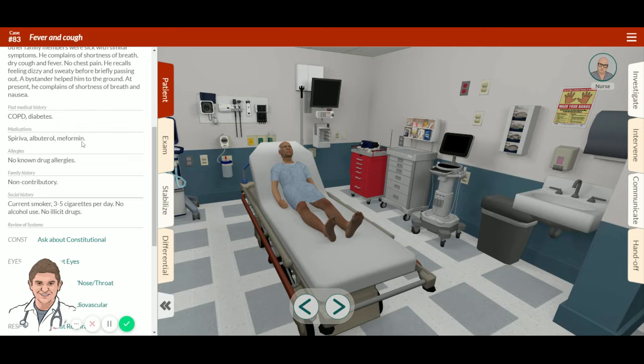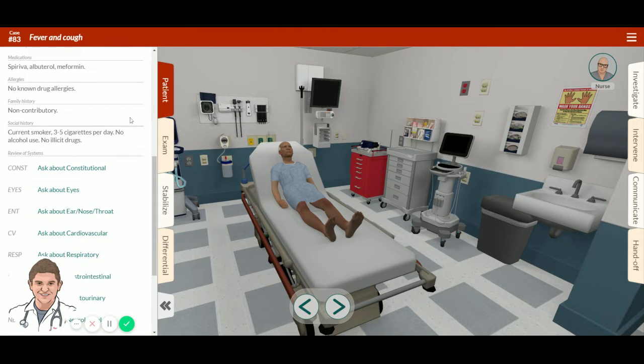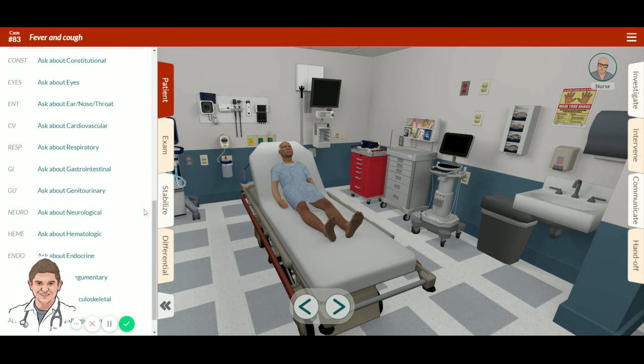So there is medications listed. He has no allergies. There's no relevant family history present. Social history is still active smoker, no other notable drug or alcohol use. So we get to our review of systems, and what do you want to know about this patient?